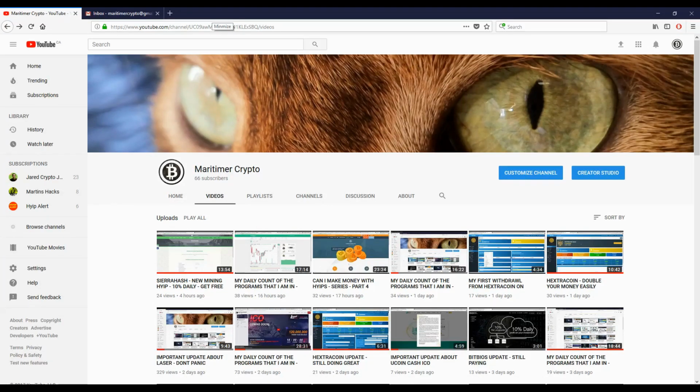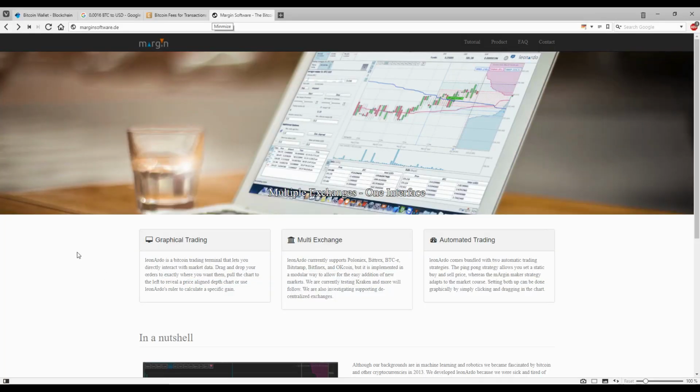With this video today, I would like to talk about a trading application called Leonardo. Leonardo is sold by this German company, I believe, called Margin Software. Basically, Leonardo is a terminal. It's a cryptocurrency terminal that allows you to trade coins, and offers multi-exchanges, and it also offers trading bots.